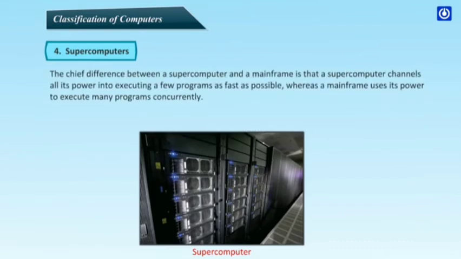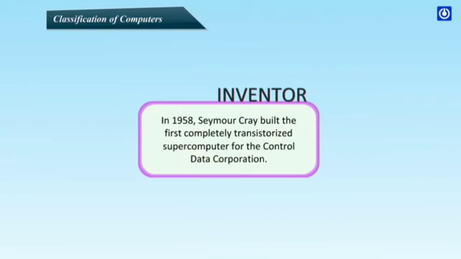The chief difference between a supercomputer and a mainframe is that a supercomputer channels all its power into executing a few programs as fast as possible, whereas a mainframe uses its power to execute many programs concurrently. Examples: Cray XT5 HE, India's Param, IBM Blue Gene/P computer. Inventor: in 1958, Seymour Cray built the first completely transistorized supercomputer for the Control Data Corporation.